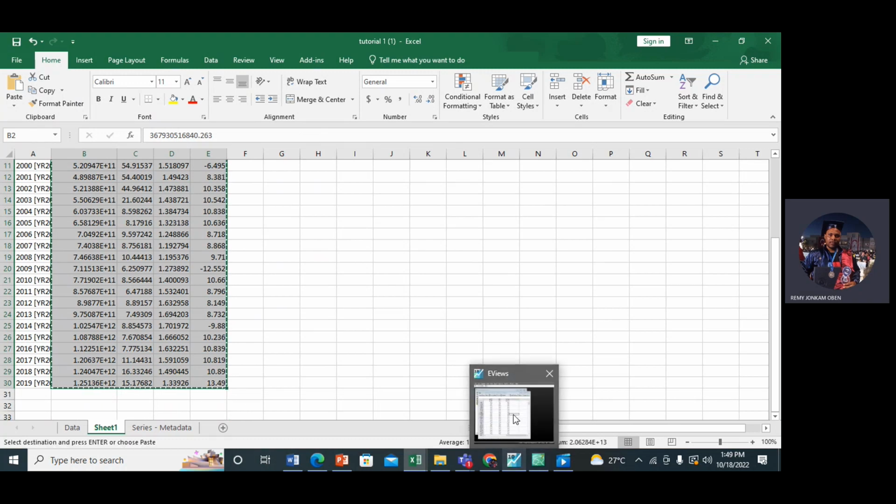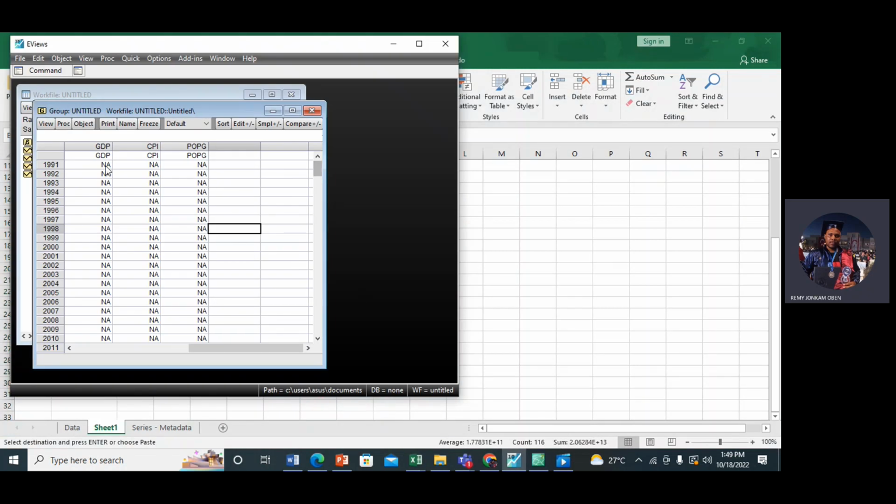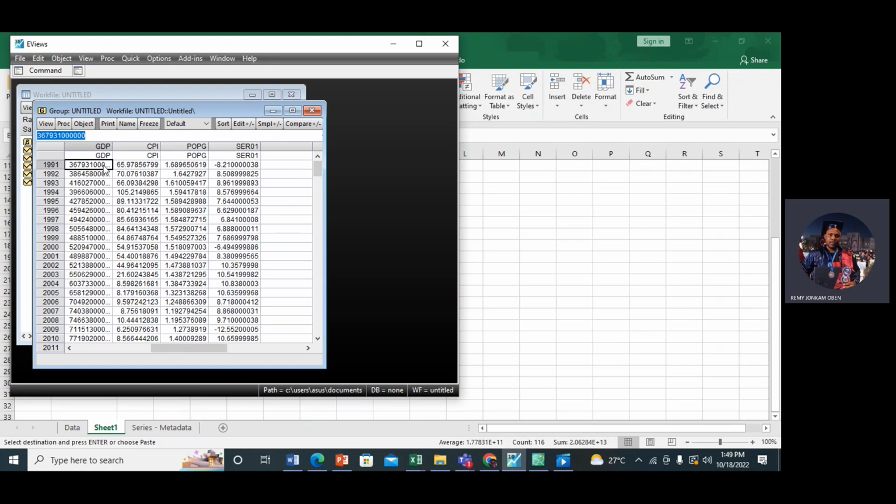I go back to eViews and I paste. You have to paste in the first cell. If I paste with Control V, I paste the data there. Now I have pasted the data. Once I have pasted the data, it means the data is on eViews, right? So that is how we import.